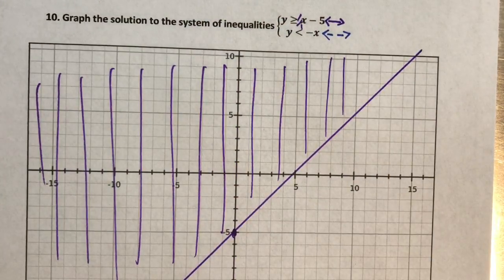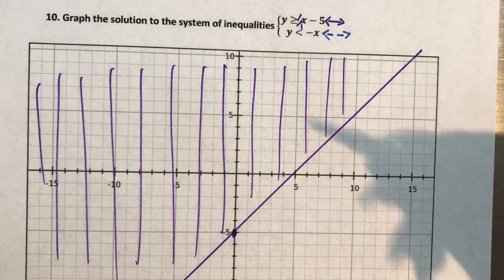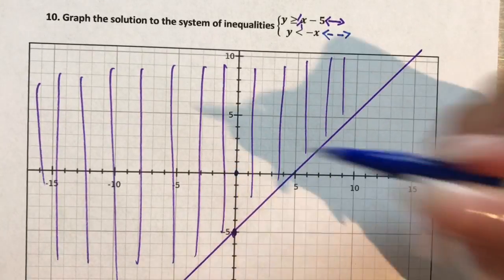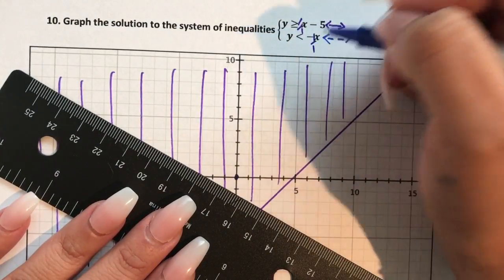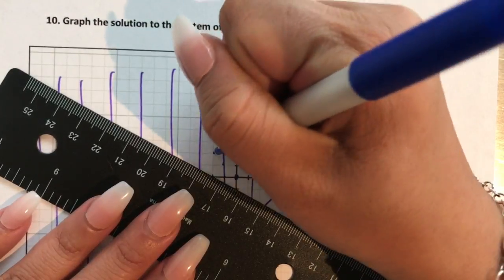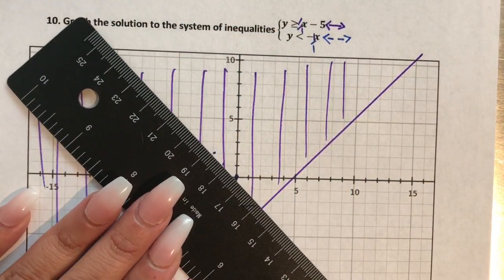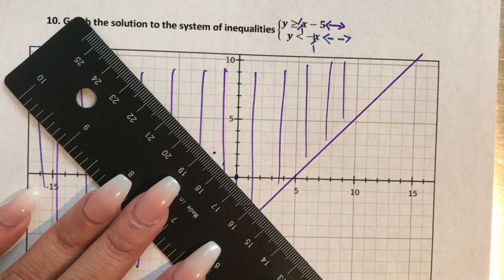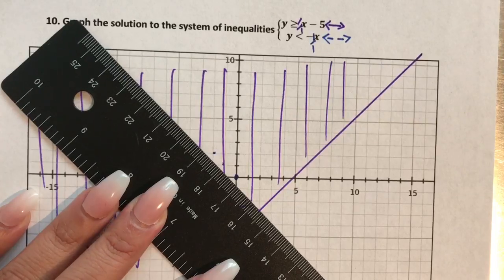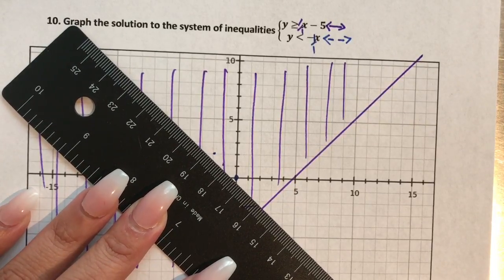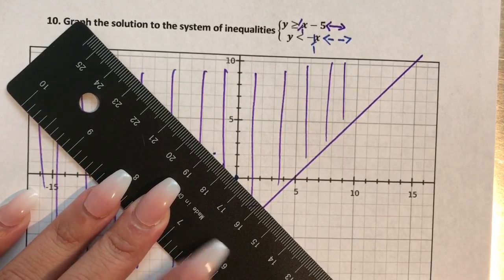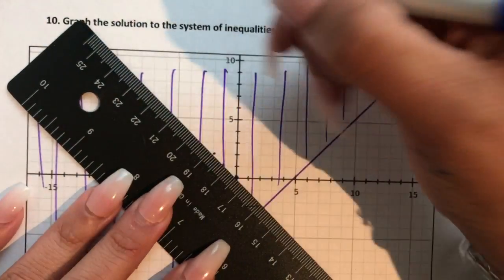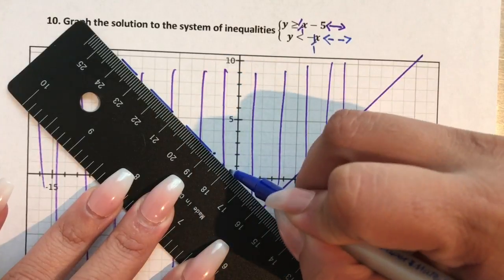Okay, so then looking at the second equation, y is less than negative x. The origin is the y-intercept. The slope is negative 1 over 1. So because this is a negative 1, it's negative 1 over 1. So let's connect everything so it looks like it's on the slope. Let's see. So it's going to be a dotted line.